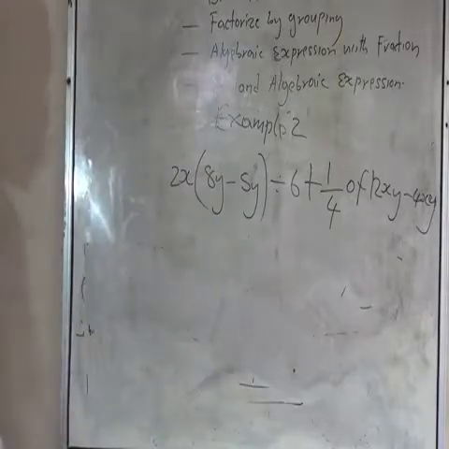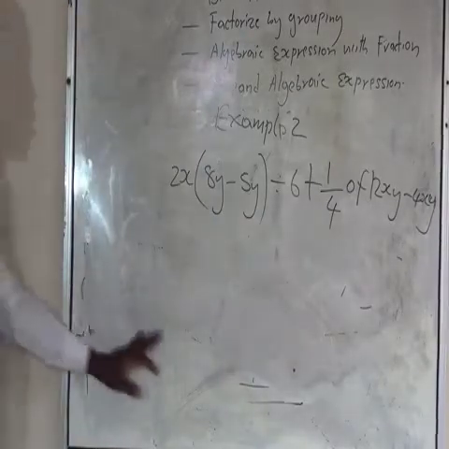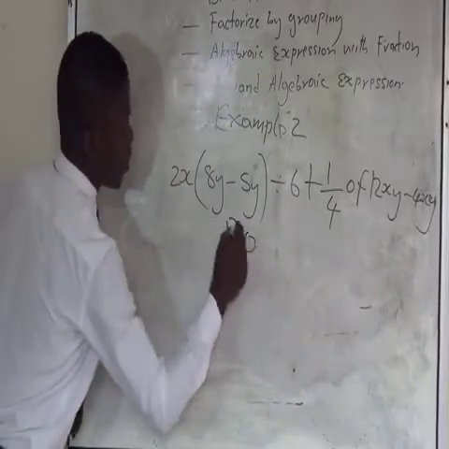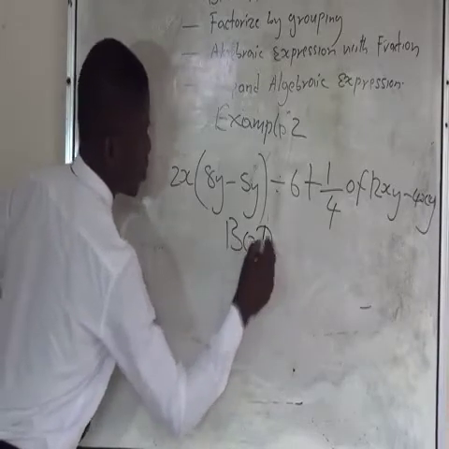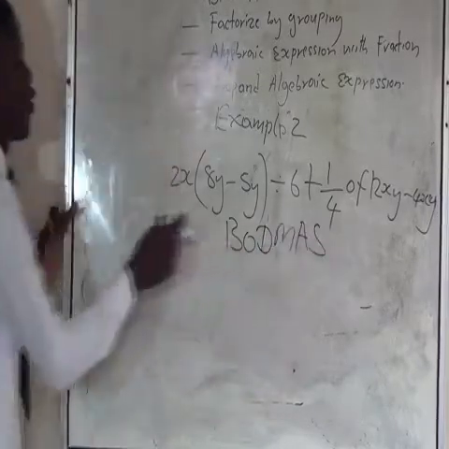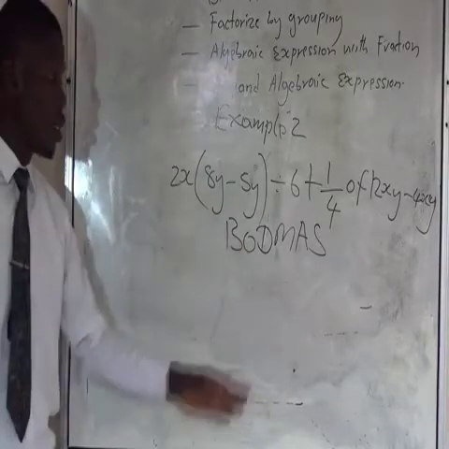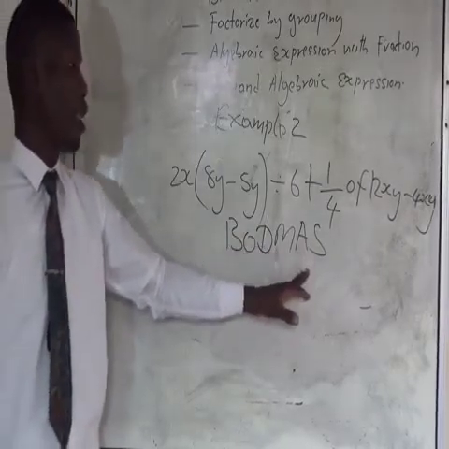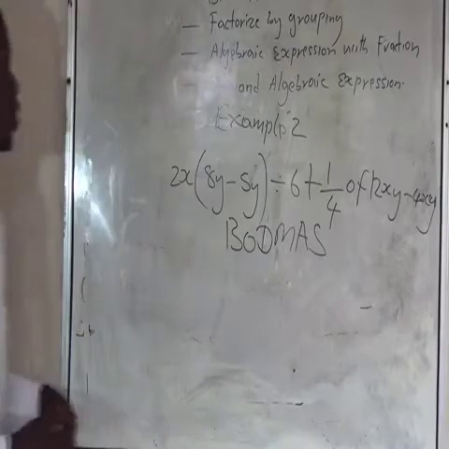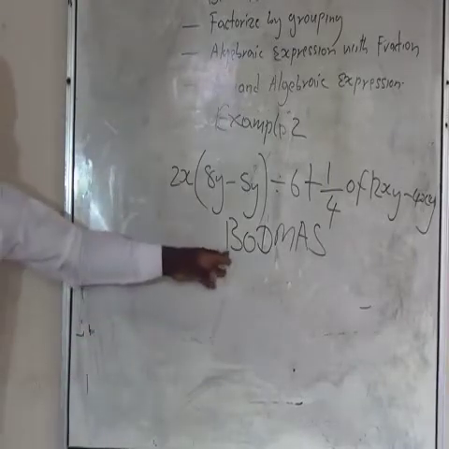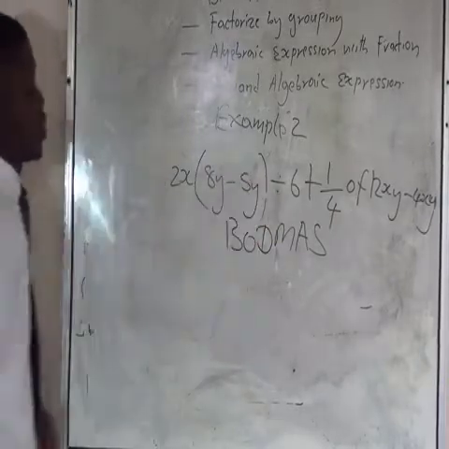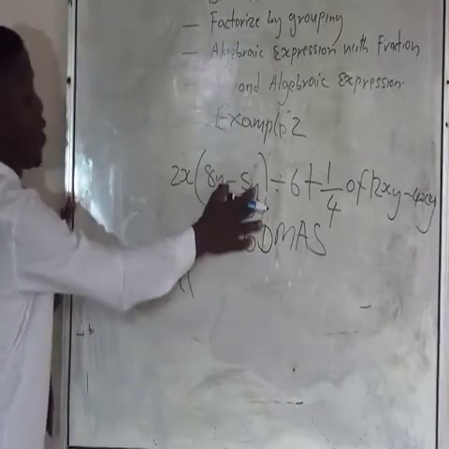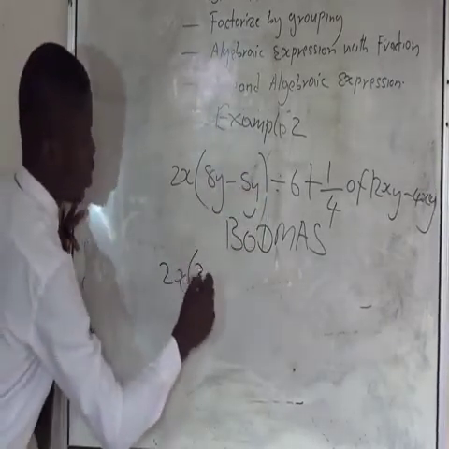This kind of problem requires what we call BODMAS. B stands for bracket, O stands for of, D stands for division, M stands for multiplication, A stands for addition, and S stands for subtraction. First of all, we start with B, so we settle the bracket first. Then we have 2x bracket 8 minus 5, which gives me 3y.